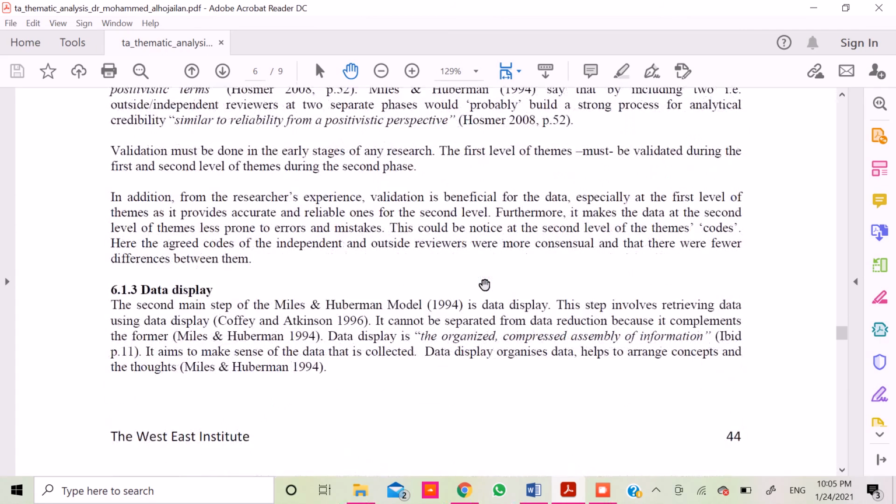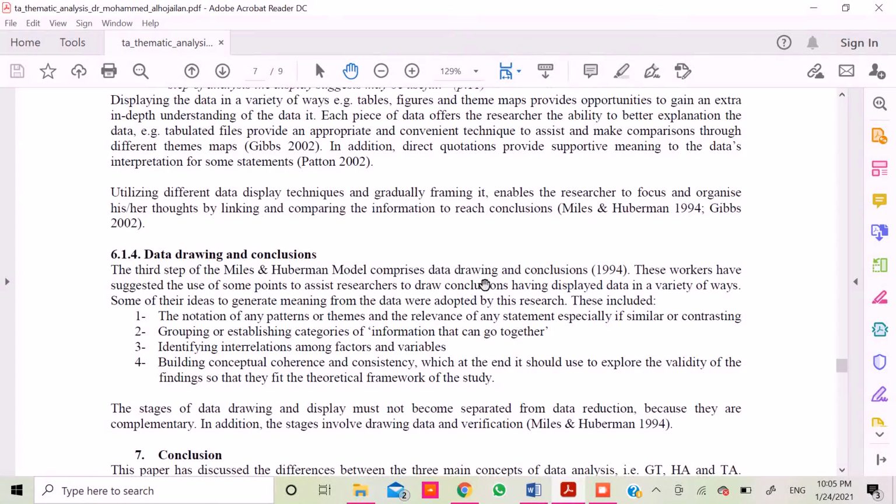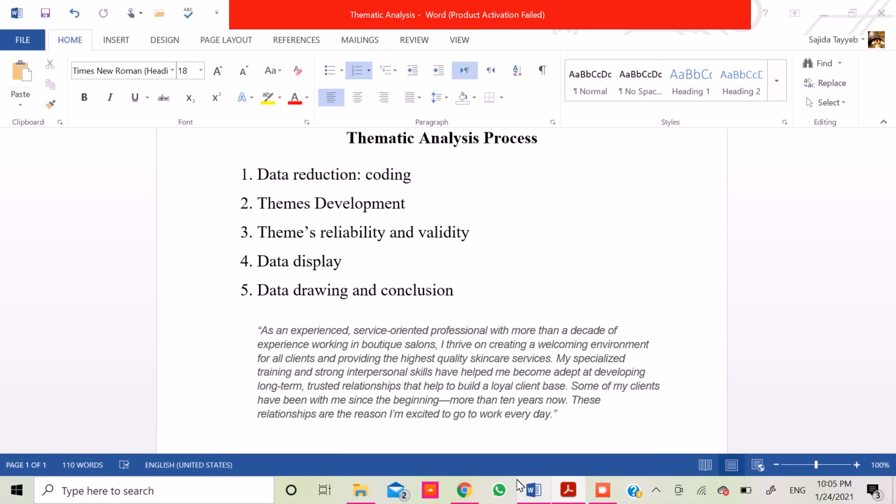Then we have data display, and the last one is data drawing and conclusion. As I told you, every single step that you're seeing on your screen is taken from this paper, so you can use those references in your own study as well. So let's come to the practical side now.